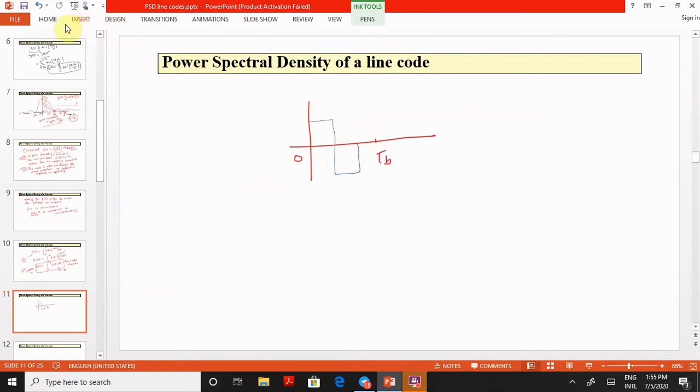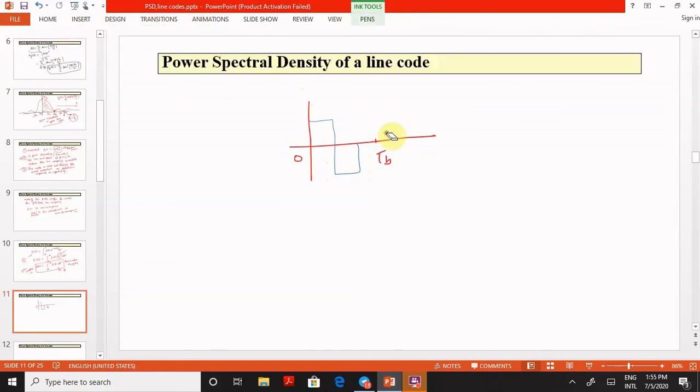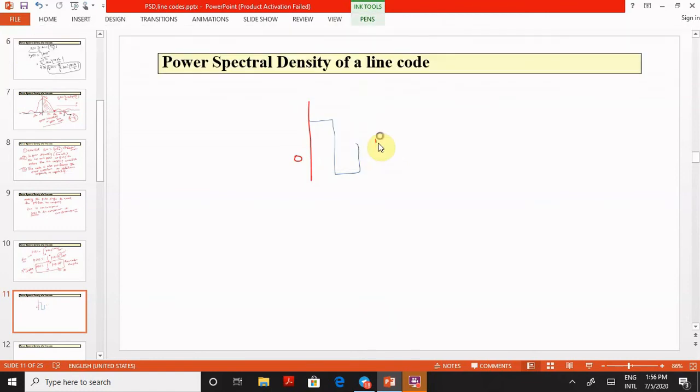I have to rub it again. Actually, should rub this one, right? So what I can write down here, you can simply write down here, this is the line, this is TB, right? Now 0 to TB, half of the pulse is positive and half of the pulse is negative. So undoubtedly, if you use such kind of pulse, this is your PT.